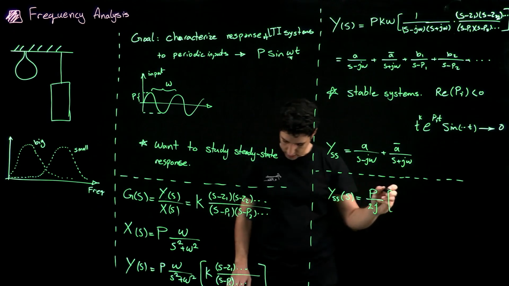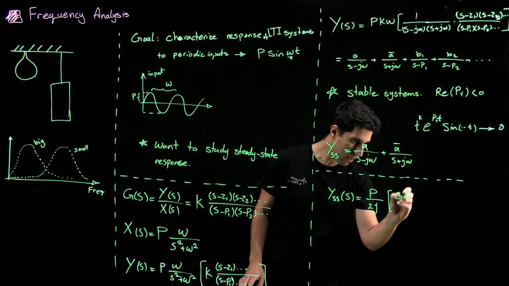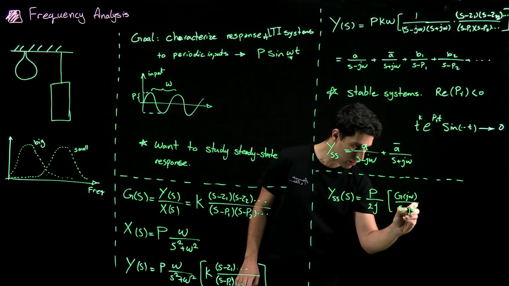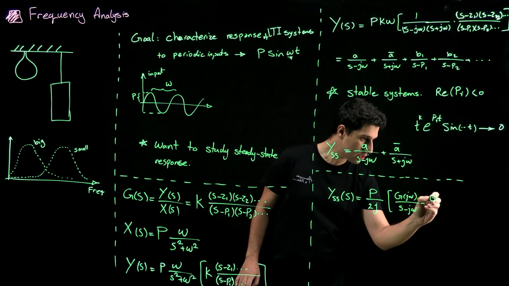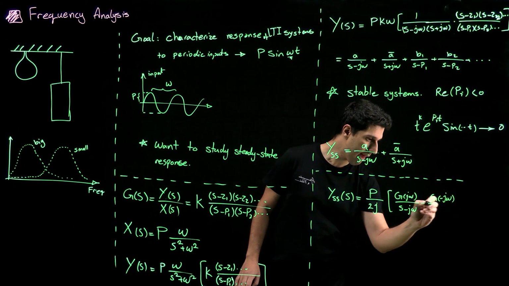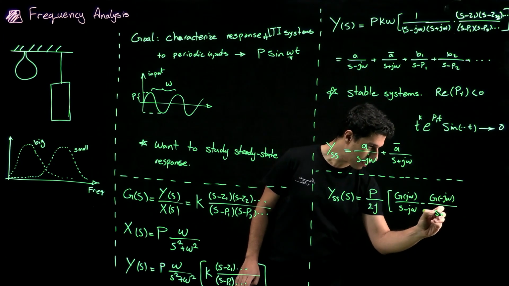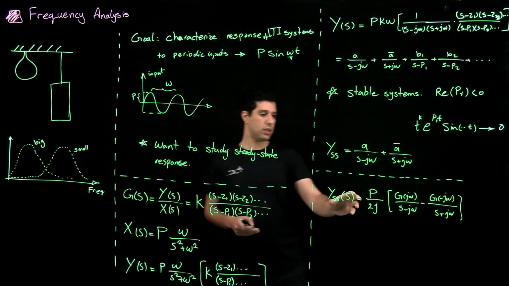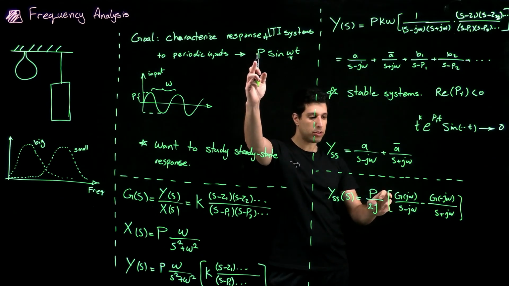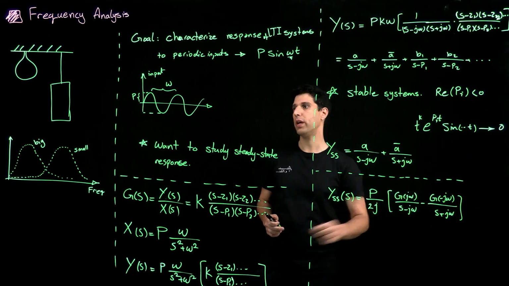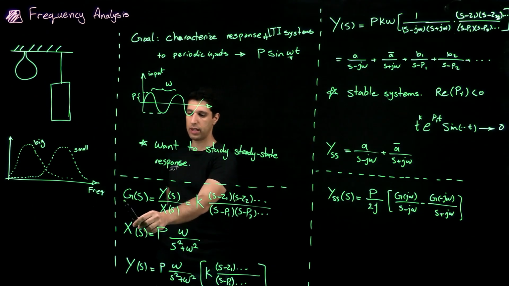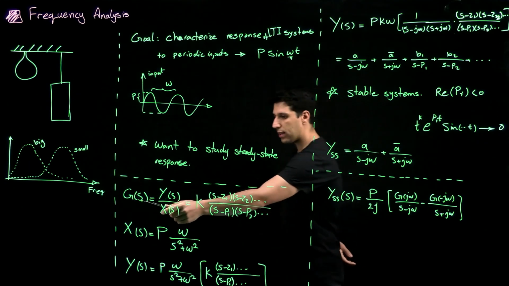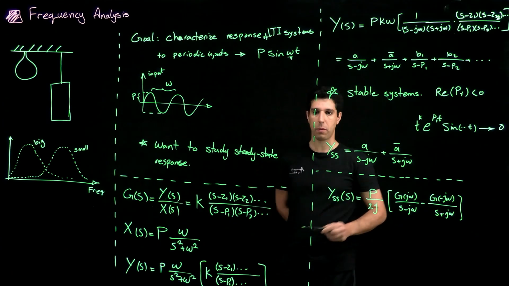What I have here is G of j omega. I'll explain what that is. G of j omega over s minus j omega, minus G of minus j omega divided by s plus j omega. So this P is the amplitude of the input, a constant parameter. G of j omega is this G of s, whatever this term is, evaluated at s equals j omega.